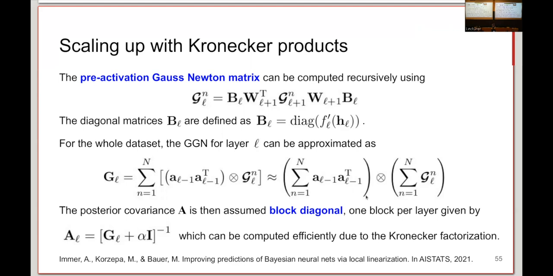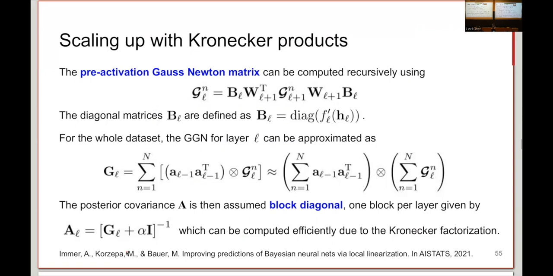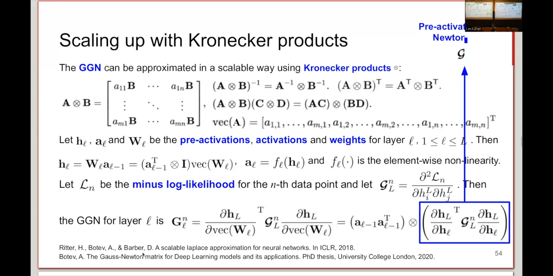So this was proposed by, let me see, yeah, by Ritter, Botev, and David Barber. They proposed this scalable Laplace approximation for neural networks, and it was published at ICLR in 2018. This is described in the thesis of Alexander Botev. They have this amazing way to compute very accurate approximations to the Hessian, and they can now scale the Laplace approximation to really big neural networks.